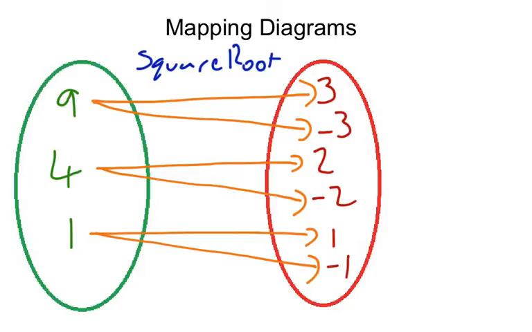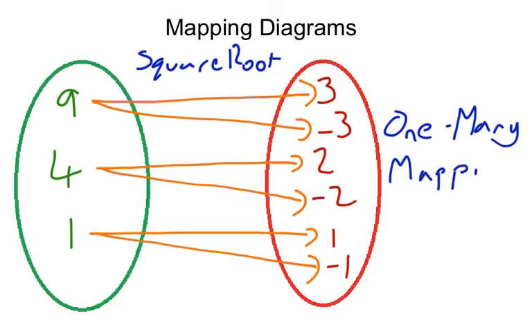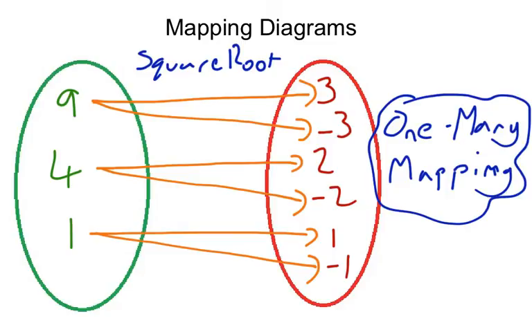So for each of these input numbers in our domain, we have multiple output elements in our range, and this is called a one-to-many mapping. That is, one element in the domain can map to many different elements in the range.